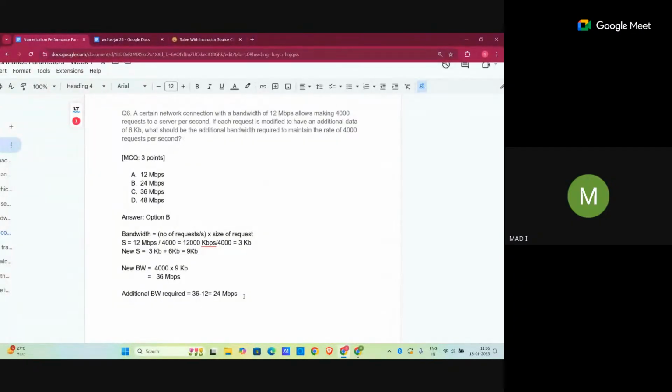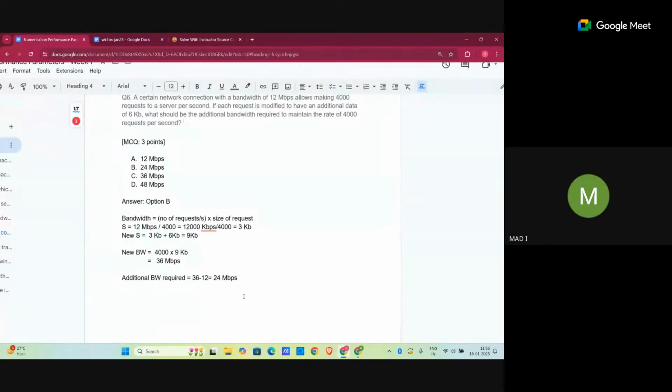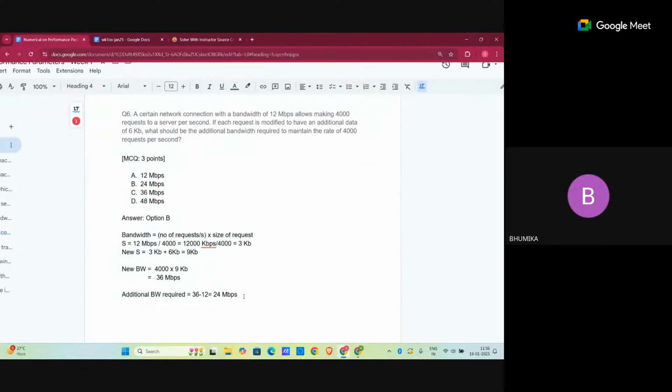Now we will move forward to the next question. Ma'am, if the requests are different, can we approach this method? Yes, this method will remain the same for any condition, because this is a generalized method.